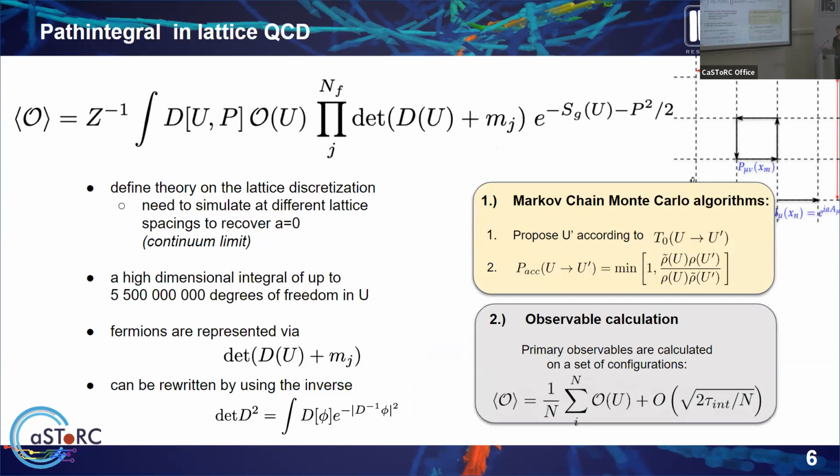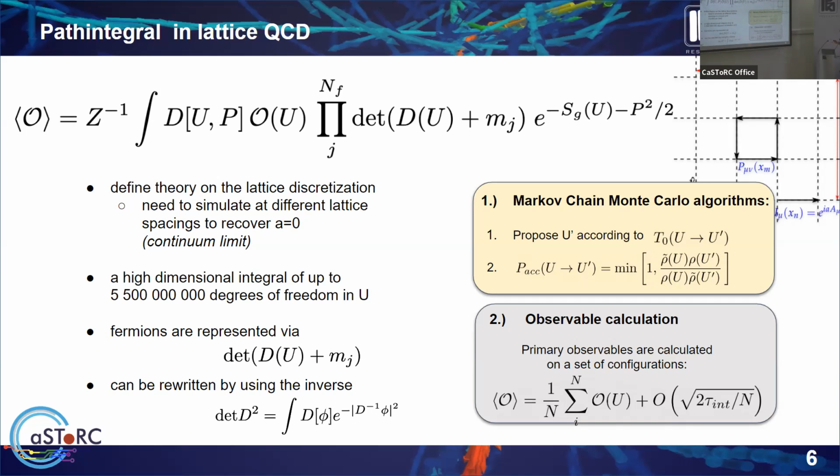Okay, so the starting point of our calculation is the Feynman path integral, which is this lengthy equation here. What you see is that we have the Boltzmann factor, which comes with e to the power minus the gauge action. And then we have an integral over all our points, or the degrees of freedom. The U's contain the gauge links, the gluonic degrees of freedom, while the quarks are already integrated out. The degrees of freedom of the quarks are contained in this determinant here.